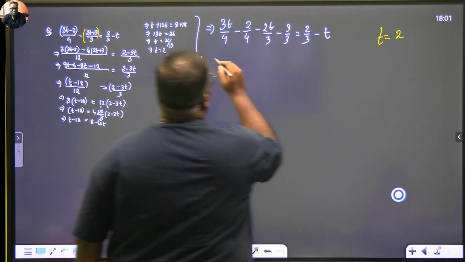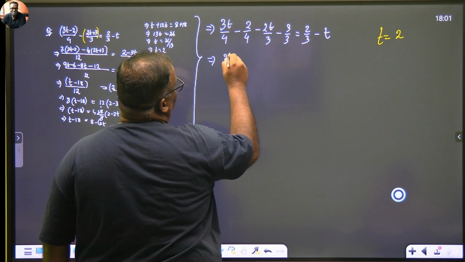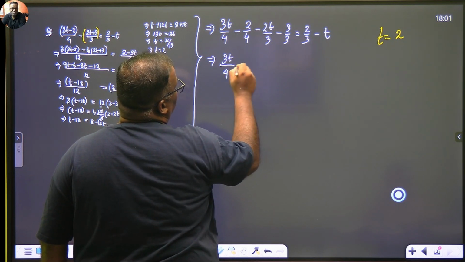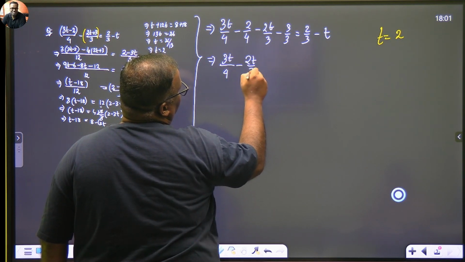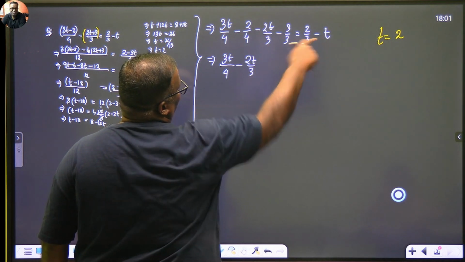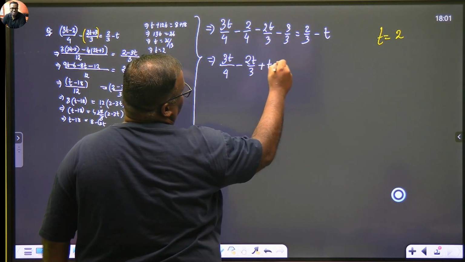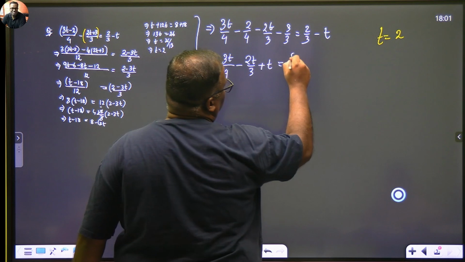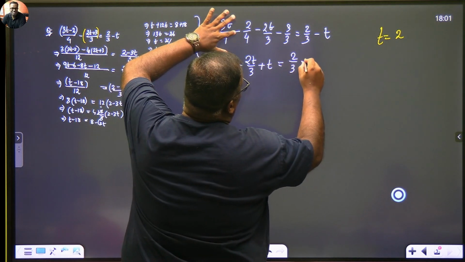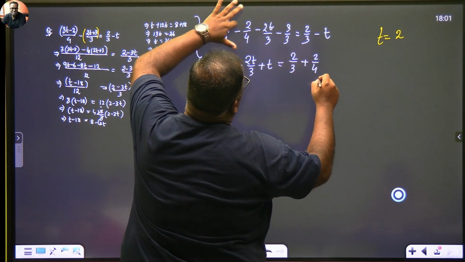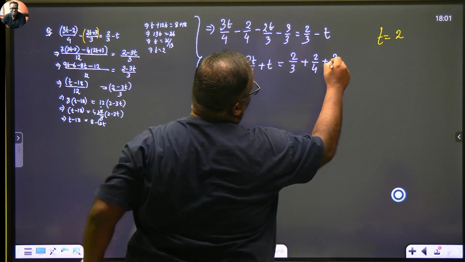तो चलो, let's see and bring our t terms together. 3t/4 minus 2t/3. This is 2t/3 and we have got another t which is a plus t. ठीक हो गया? यहां पे 2/3 है. अब ट्रांसफर करो प्लस 2/4 और किसको ट्रांसफर करेंगे, प्लस 3/3.